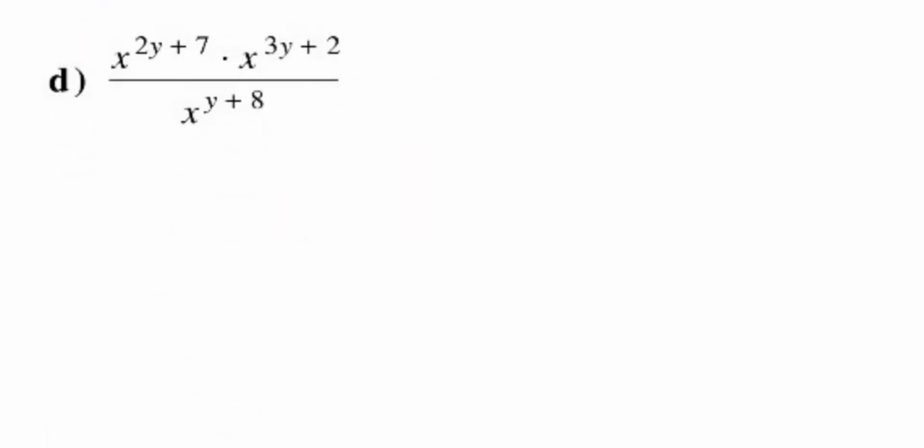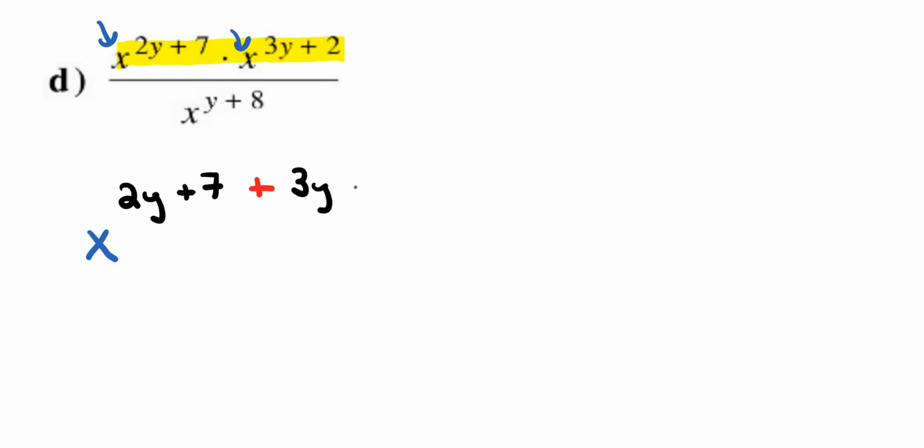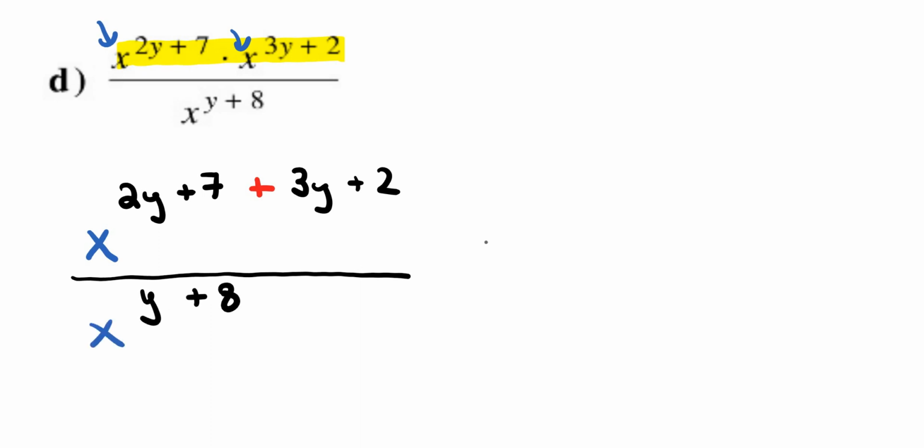Okay, and one last question to go here, another good combination question. Let's go ahead and deal with the numerator first. Since we're multiplying and the base is the same, which is x, we're just adding the powers here. So I have 2y plus 7, and we add that to 3y plus 2, and then we're dividing this by x to the power of y plus 8.